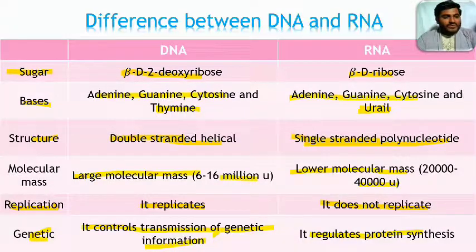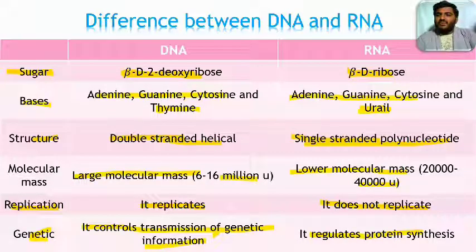Just I will recall once. Carefully see here, because it is very important. Sugar present in DNA is beta D 2-deoxyribose, but sugar present in RNA is beta D ribose. What is the difference between beta D 2-deoxyribose and beta D ribose? We have already studied. At the second carbon atom in deoxyribose there is not an OH group, there is an H group, but in beta D ribose the second carbon atom has an OH group. Because of absence of O, this is called deoxy. Because of presence of O, it is called beta D ribose.